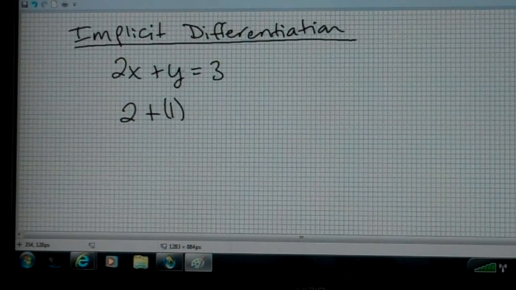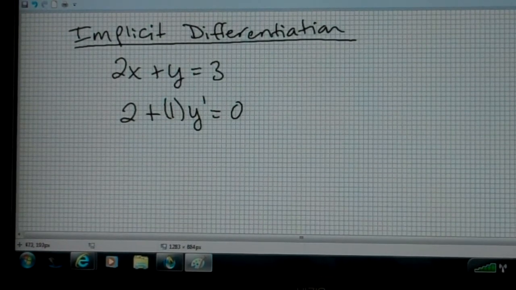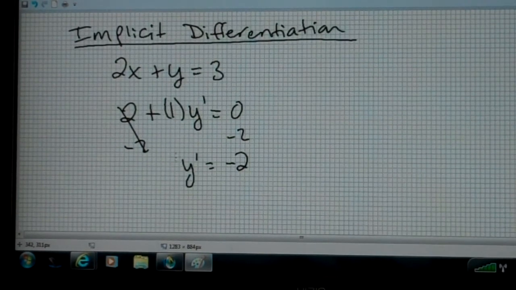is we have the 1, because it's in front of the y, but you're going to do y prime, because we have to do the derivative with respect to x. So this is going to equal 0, because the derivative of 3 is 0. So now we subtract the 2 from both sides, and we have y prime equals -2. And that's it.